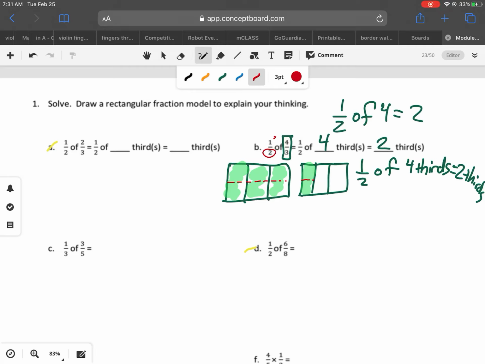Okay? And you're going to say, wait, Mr. Valdemar, there's 4 sections on that half that we shade in. You're right. It's going to be 4/6. Wait, that's not the answer we got. We got 2/3. Wait a second, Mr. Valdemar. That doesn't work. Yes, it does.